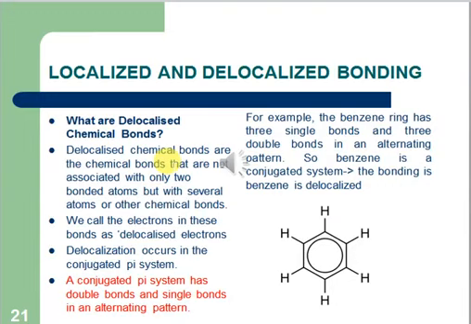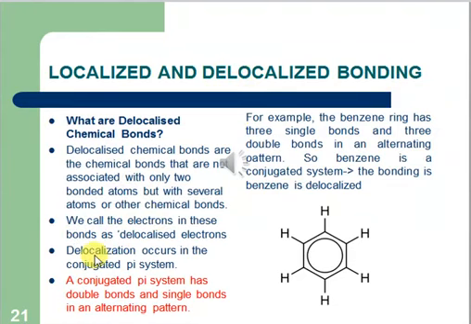Just see how we define that. Delocalized chemical bonds are chemical bonds that are not associated with only two bonded atoms, but are associated with several bonds and other chemical bonds as well. We call the electrons in these bonds delocalized electrons, and the bonding is known as delocalized bonding. So what type of system shows delocalized bonding? Let's see which type of system will show delocalized bonding.